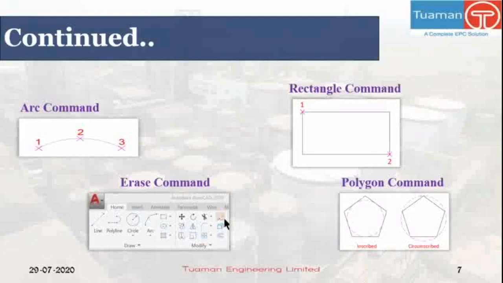Next is the erase command. So the erase command is used to remove an AutoCAD object in a drawing. In order to delete an object from the drawing, we simply need to activate the erase command and then select the object to be deleted.